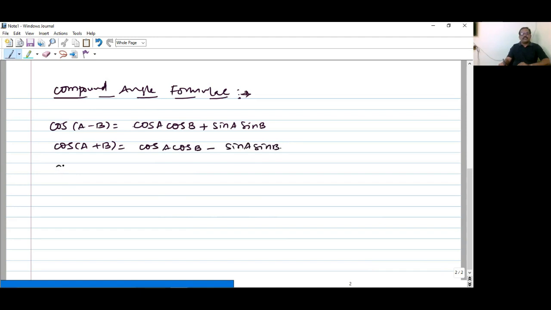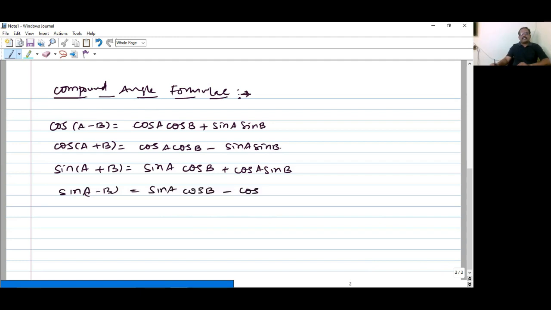After that we have the formula for sine of A plus B. The sine of A plus B will be sin A cos B plus cos A sin B. Then sine of A minus B is given by sin A cos B minus cos A sin B.